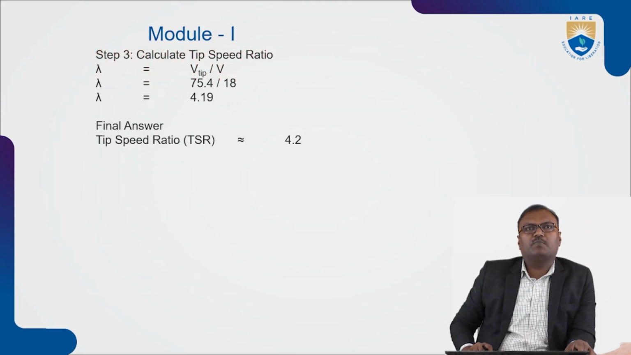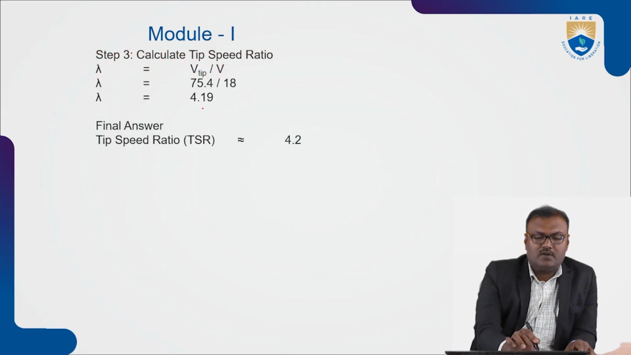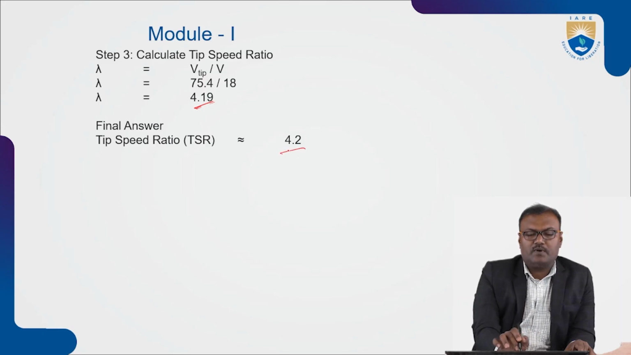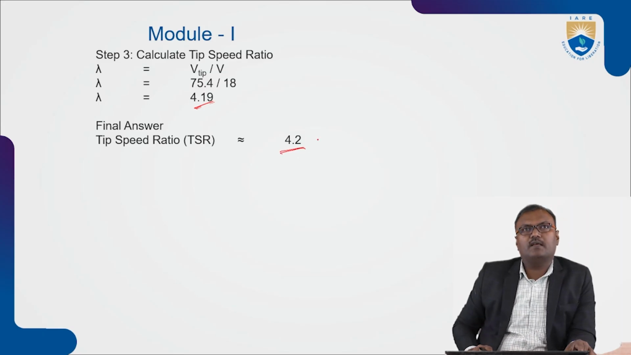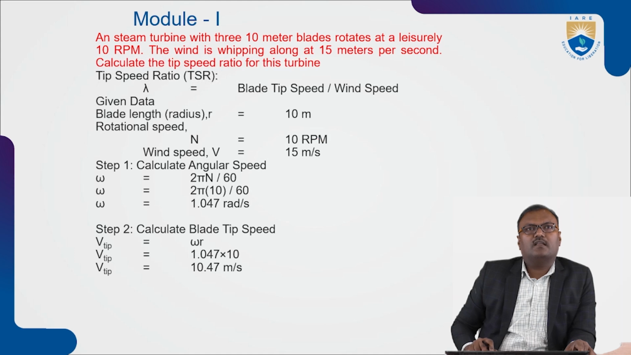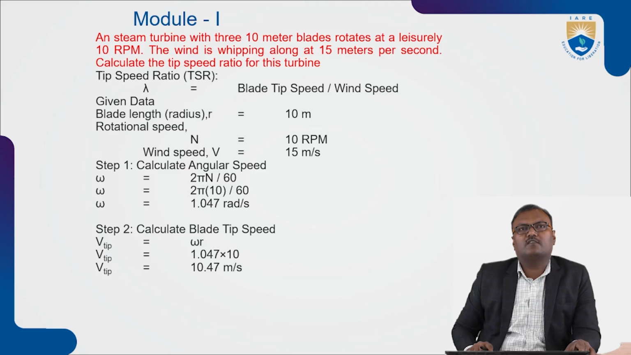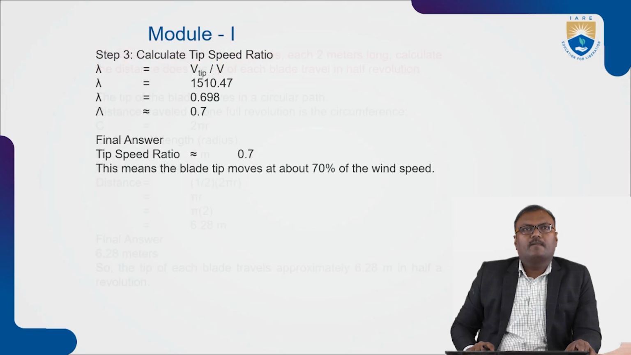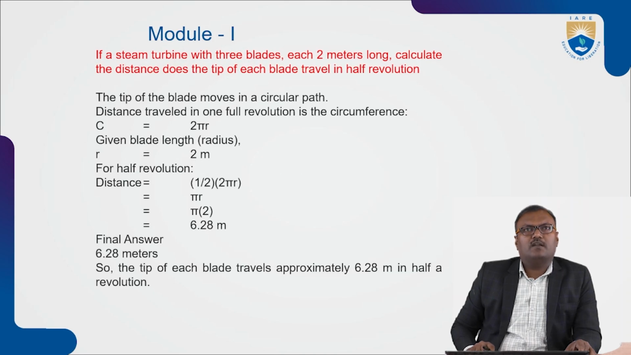And the tip speed ratio here is 4.19 when we consider the ratio of V tip to V. So 4.2 is the tip speed ratio. And the next one is a similar problem, to calculate the tip speed ratio with a given radius, rotational speed of the turbine, and wind speed. In this case it is 0.7.